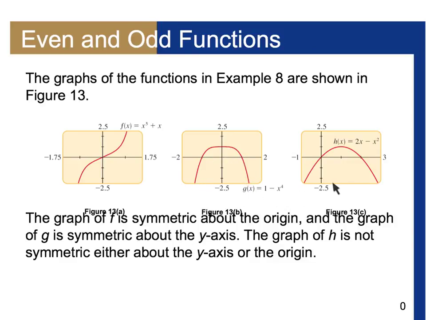Okay. And then part C, it does have symmetry, but it's not across the y-axis or the origin. It's actually symmetrical across the line x equals 1, but we won't worry about that symmetry. But notice it doesn't have either symmetry. It's neither odd nor even, so it doesn't reflect across the y-axis, or it doesn't reflect across the origin either.